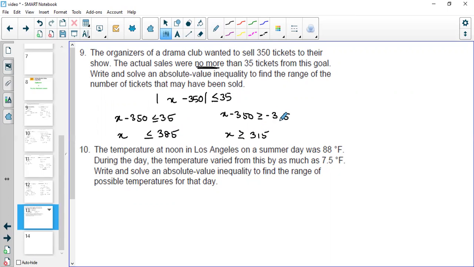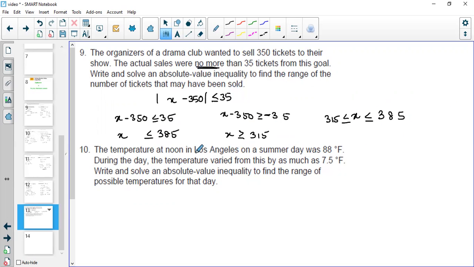because you're going to subtract 35. So 350 minus 35 is going to give you 315. So they could have solved the question: write an absolute value inequality and find the range. So the tickets sold were between 315 and 385. This is how you need to write the inequality.